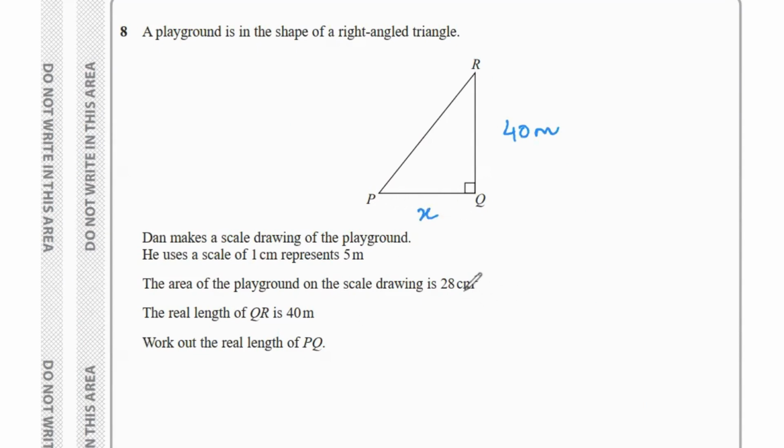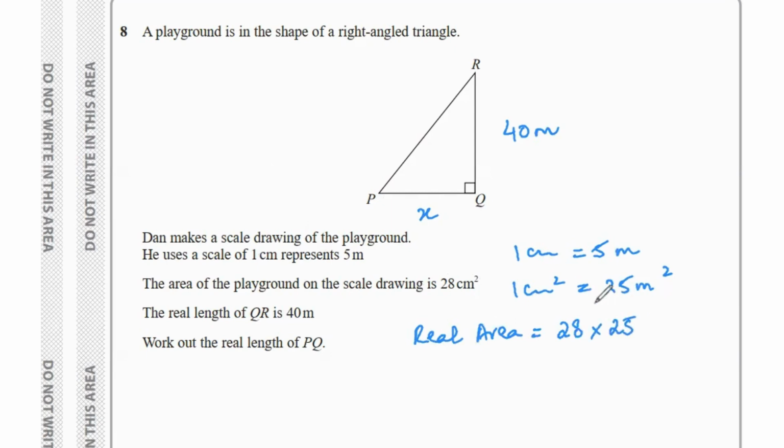So first, let's convert the scale drawing area to the real area. If 1 centimeter represents 5 meters, 1 centimeter square will represent 25 meters square. So the real area would be 28 times 25, which will give us the value of 700 meters square.